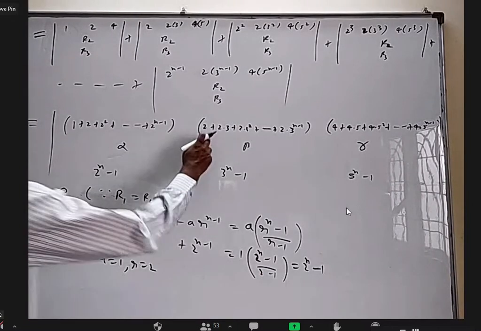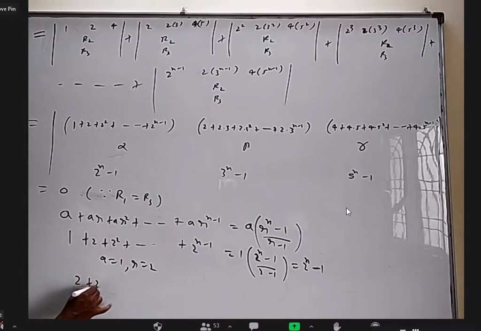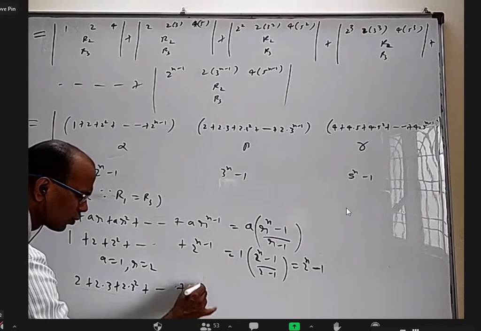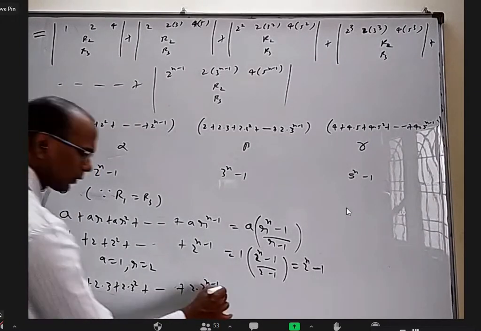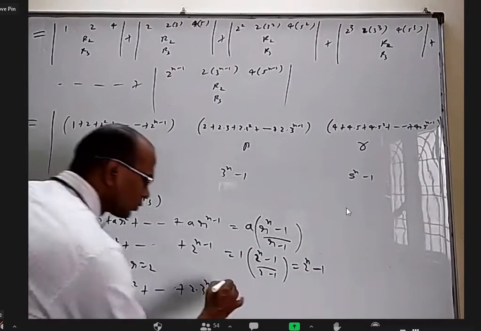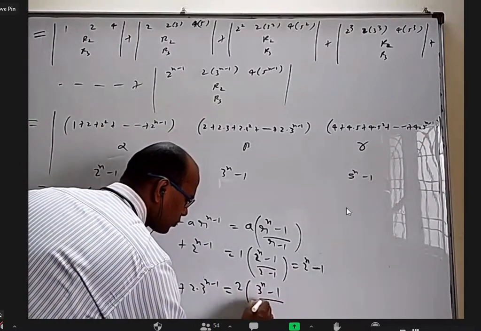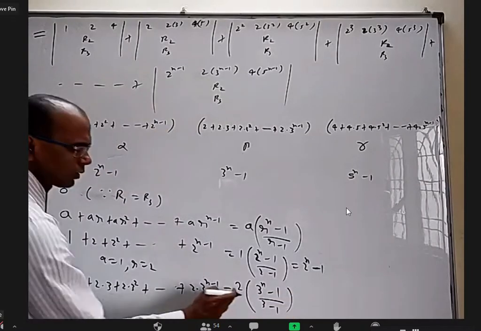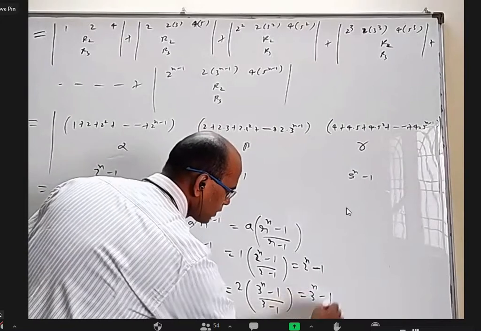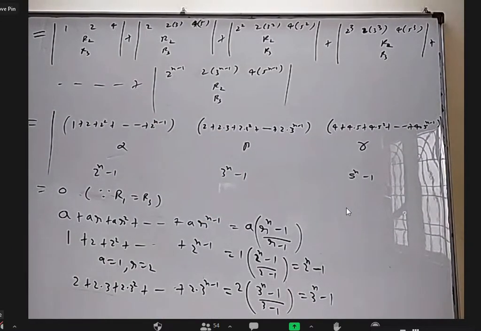Similarly, if I take this, I can write here 2 plus 2 into 3 plus 2 into 3 square, up to 2 into 3 power n minus 1. This is a geometric progression with first term 2 and common ratio 3. So it will be 2 into (3 power n minus 1) by (3 minus 1). This and this are same, cancel. You will get 3 power n minus 1.